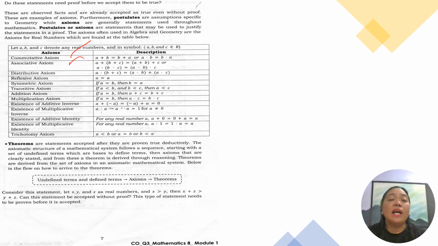The same goes in the associative axiom of multiplication. The groupings of the factors does not affect their product. So if we have A times B times C, you multiply first A times B, and then you multiply the product with C. Their product is the same as when you multiply B times C first, and then the product will be multiplied by A. Again, in the associative axiom for multiplication, the groupings of the factors does not affect the product.